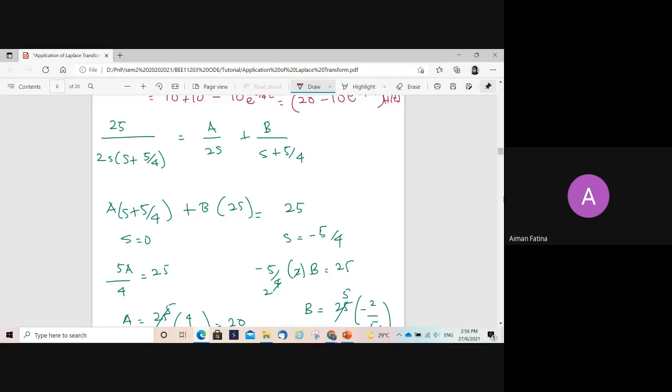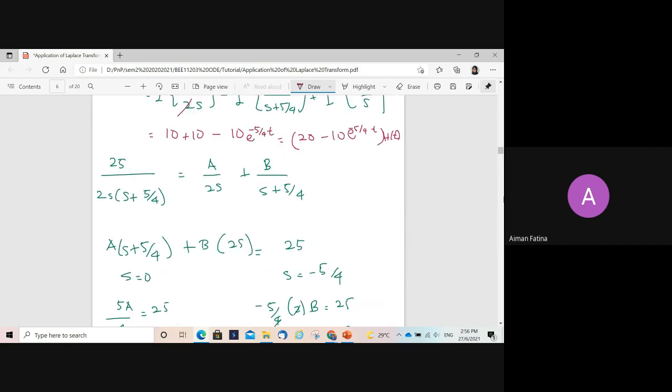Doktor, yang HT tu dia kena macam tu je ke jawapan dia atau kena darab like macam 20 HT lepas tu negatif 10 eksponen negatif? Tak payah. Nak buat macam tu pun boleh. Buat kurungan macam ni pun boleh. Okay.